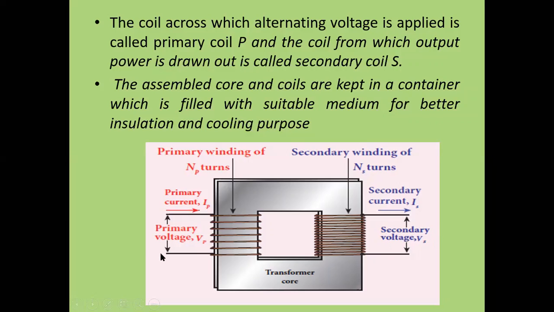We are getting the output. Suppose we are giving a low voltage here. Suppose this is a step-up transformer. Low voltage is given in the primary circuit, we will be getting the high voltage in the secondary circuit. So low voltage is the input, high voltage is the output. Okay. The assembled core and coils are kept inside a container. So you have to keep it inside a container which is filled with a suitable medium for better insulation and cooling purpose. Because why we are keeping it inside a container is a lot of heat energy will be produced. And it needs what? Insulation and cooling. So we are keeping it inside what? A container. Okay.